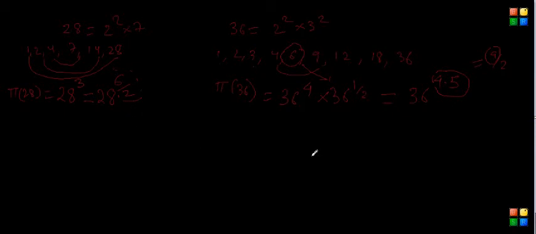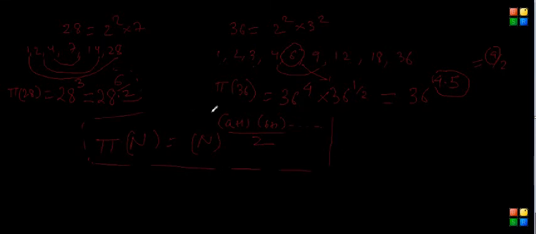So when I'm trying to generalize from these two, I'm trying to say that for any natural number n, the pi of n, the product of all the positive factors of n, will be equal to n to the power of the number of factors, (a plus 1) into (b plus 1), so on and so forth, divided by 2. So it's immaterial whether n is a perfect square or not. In any case, the product of all the positive factors of n will be given by this expression.